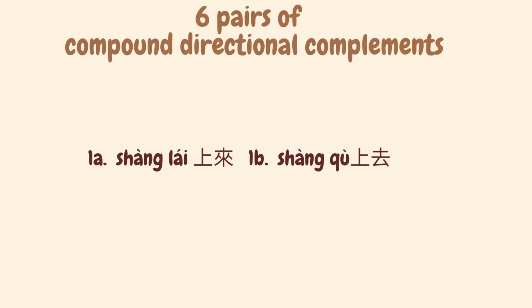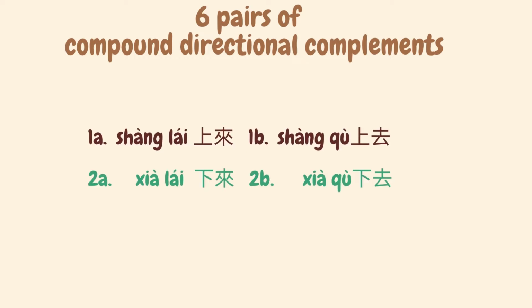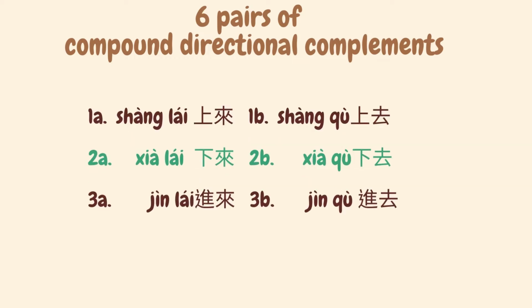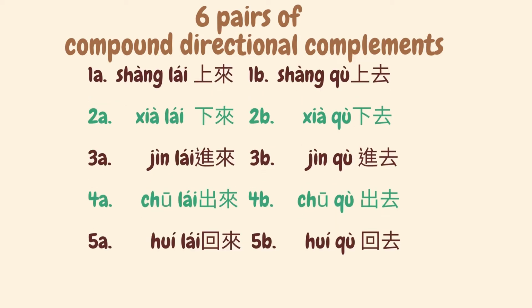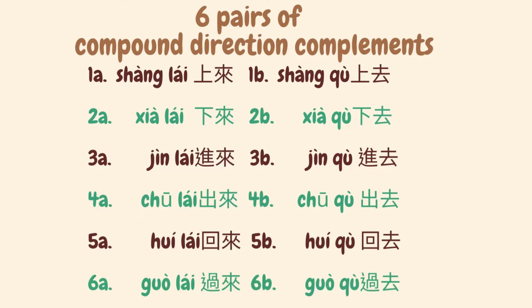Direction verbs combining with 来 or 去 form compound direction complements. We're going to talk about the 6 pairs of them. They are 上来 上去, 下来 下去, 进来 进去, 出来 出去, 回来 回去, 过来 过去. The uses of the 6 pairs of compound direction complements introduced in this video are different from what we discussed in our part 1 video.